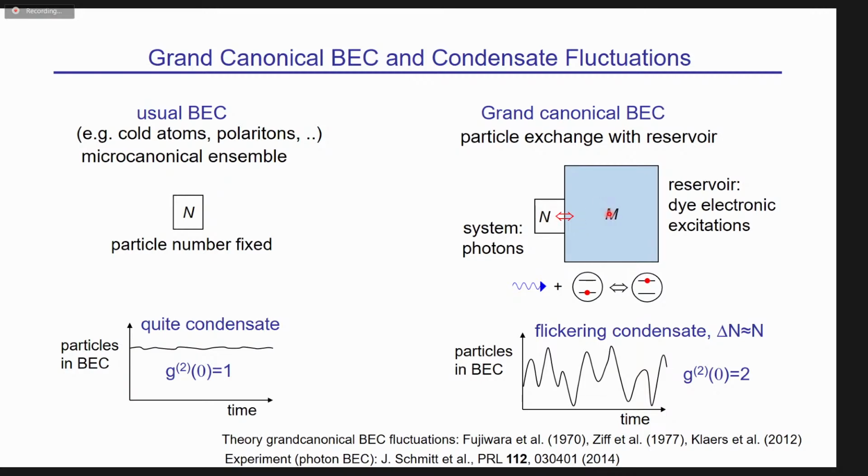So you are beyond the grand canonical limit if the reservoir is larger than the square of the system size, and canonical if it's the other way around. Thank you very much.